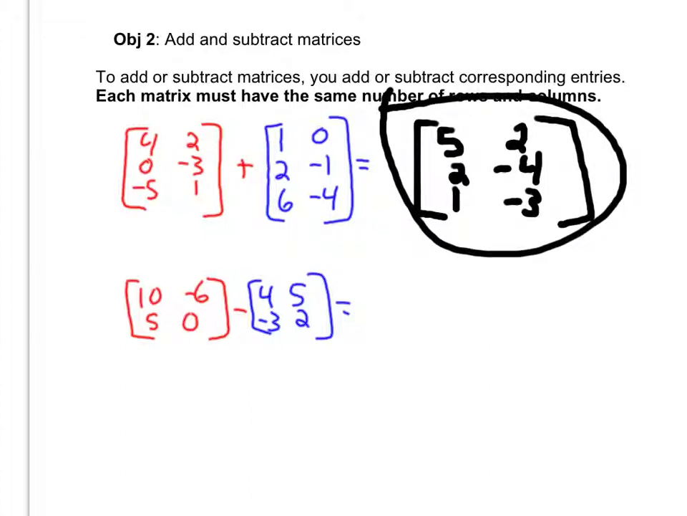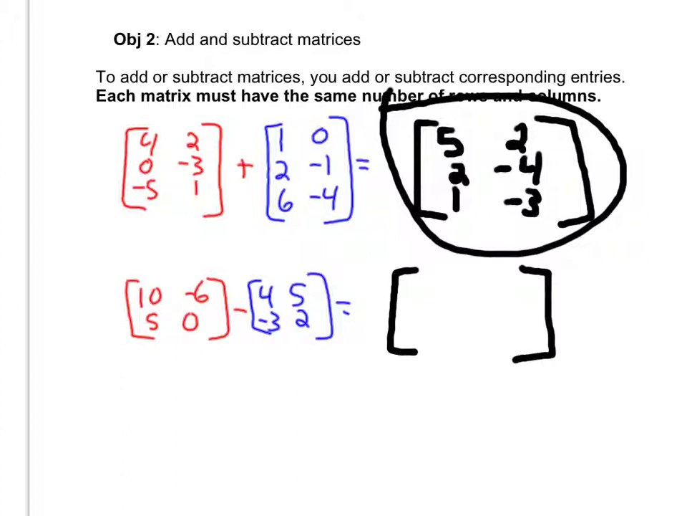And if I've done this correctly, my answer matrix should have the same rows and columns as my other two. So this is still a 3 by 2 matrix. Okay, I just added them together. We do the same thing for subtracting them. We're going to make a new matrix here, and it should be a 2 by 2 matrix.